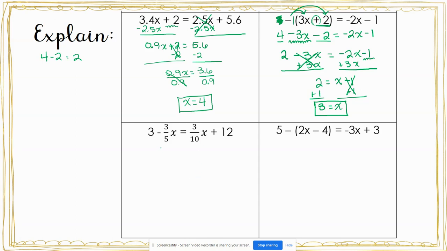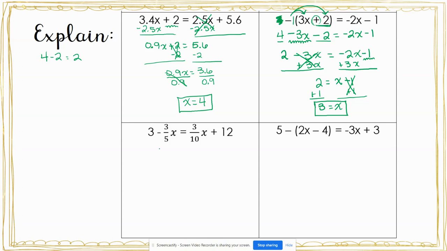Next, I have 3 minus 3/5 x equals 3/10 x plus 12. When I look at the left side of the equation, I see that nothing can be simplified. And when I look at the right side of the equation, I also see that there are no like terms here, so nothing can be simplified here. That means I can start using inverse operations to solve.